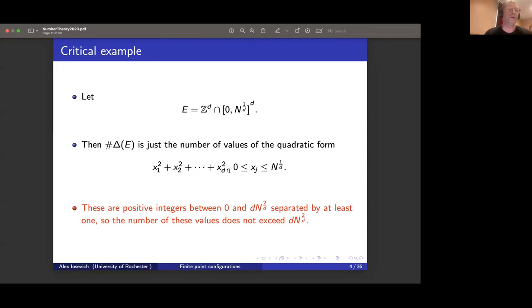When d equals 2, the correct count is N divided by square root of log N, having to do with what is to me one of the most beautiful facts in mathematics, that a positive proportion of positive integers cannot be written as a sum of two squares. Okay. And what this tells us is that if we have capital N points in d-dimensional space where d is at least 2, in one dimension this problem is not interesting, then the number of distinct distances, you cannot expect it to be larger than N to the power of 2 over d.